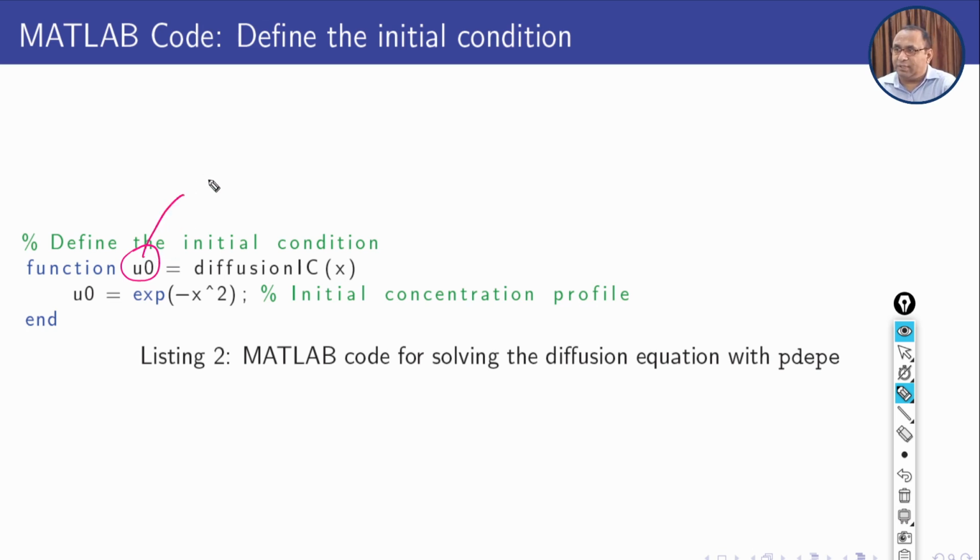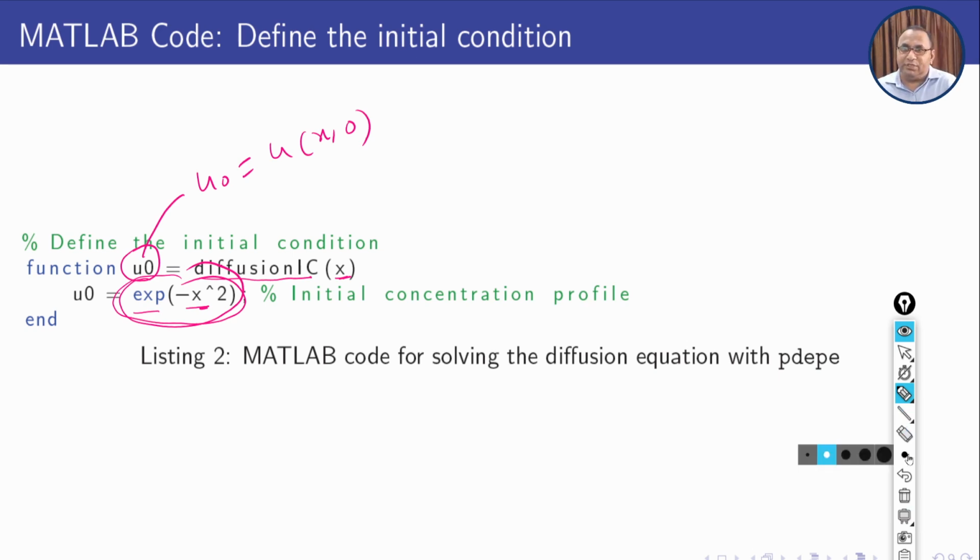Okay, so this will be equal to u(x, 0). The diffusion IC, this will be the name of the function, and it will depend only on x. Here the initial condition we are choosing is the exponential function of minus x squared. Later on we can have a sine function, cosine function, or logarithm function. Any function can be placed here, and we can manipulate it according to our requirement. We will save this file in MATLAB.